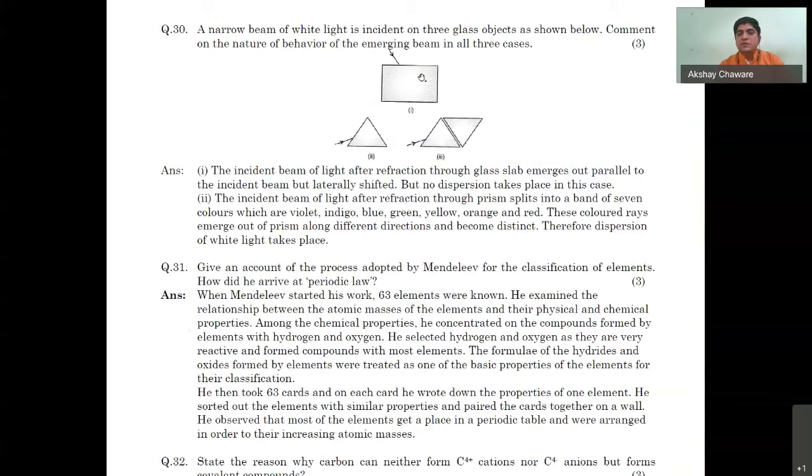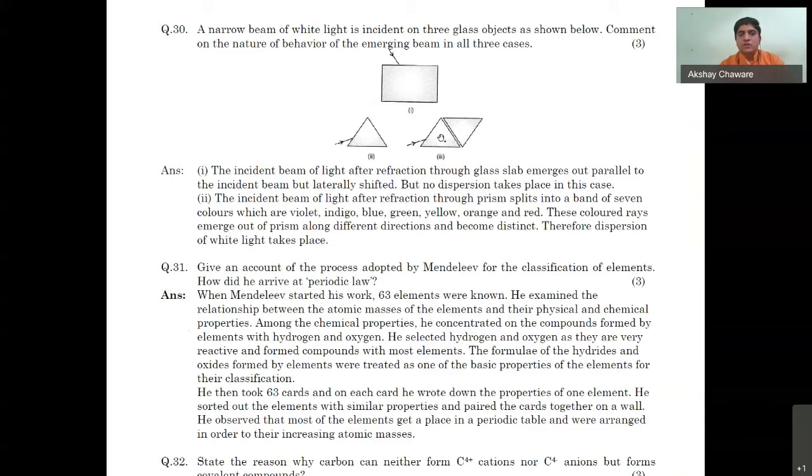Here the lateral displacement point is required. Here the splitting of light, that point is required. And here the light will emerge as white light. Okay, that will be required. So these are the keywords for this question.